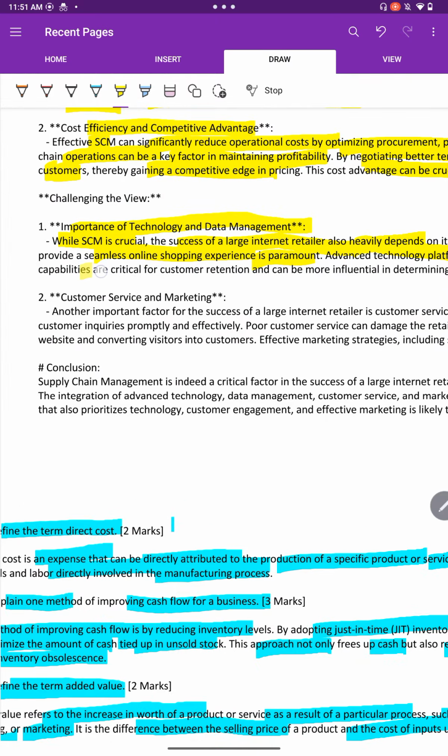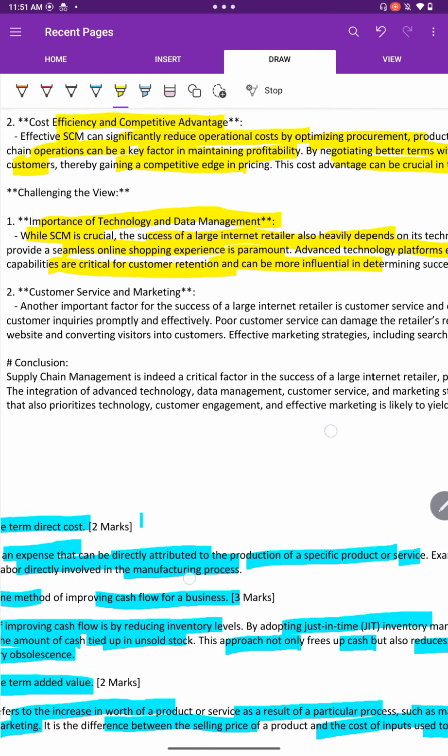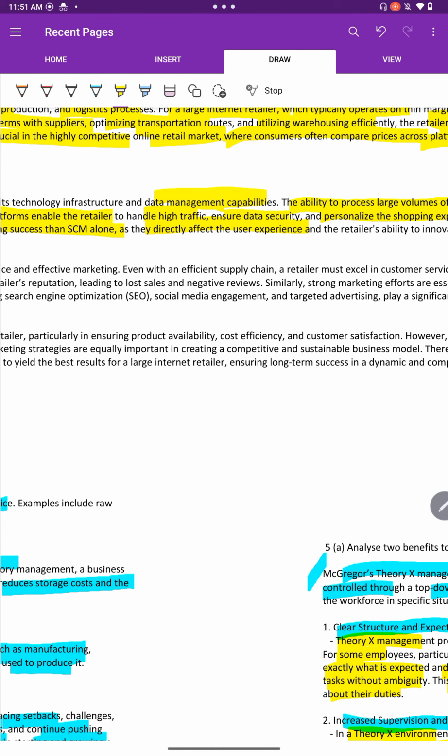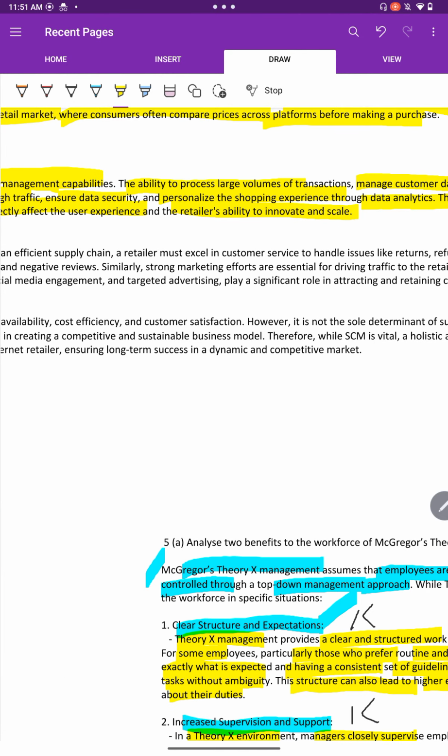And these capabilities are crucial for customer retention and can be more influential in determining success than SCM alone, as they directly affect the user experience and retailers' ability to innovate and scale. So here you can see that I've explained well, I've analyzed well. I also talked about the application points, because where I discuss, ensure data security, large transactions, maintaining the online shopping experience for the customers. So all these are my application points, because this is showing us that this is only related to a large internet retailer.